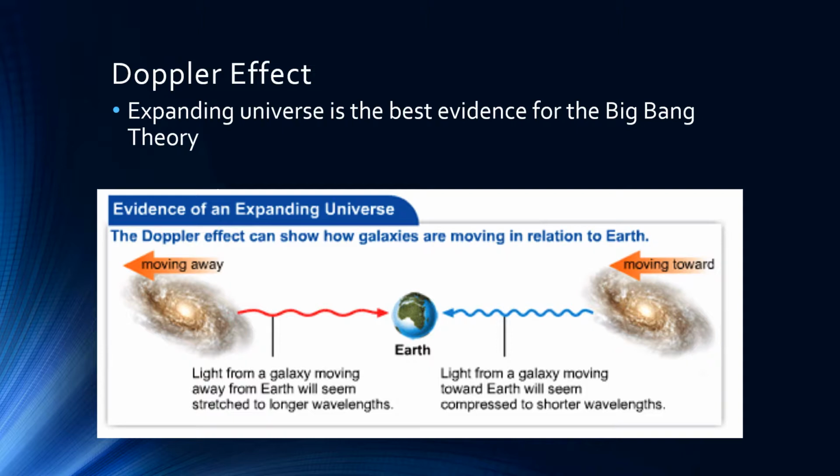Now, using this, Edwin Hubble and other astronomers saw that the galaxies were all red shifted, which means they're all moving away from each other. This means that our universe is expanding. This expanding universe is our best evidence for our Big Bang theory.